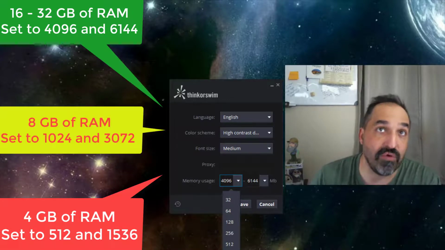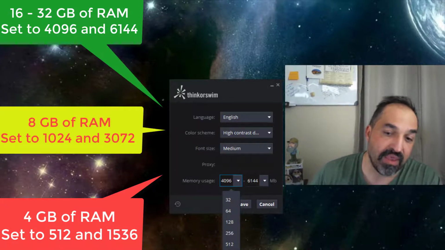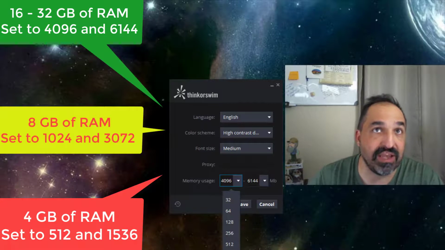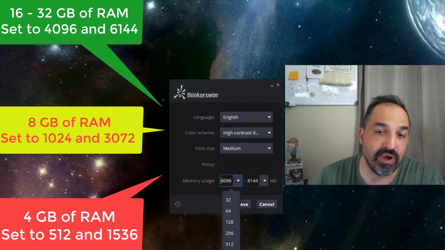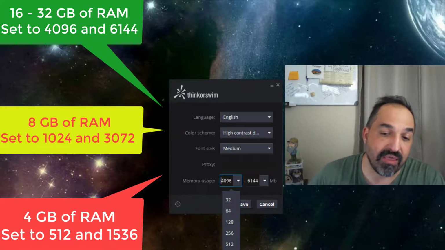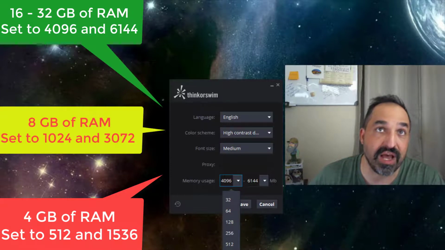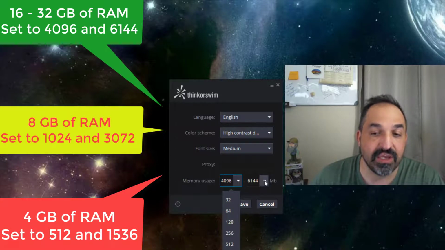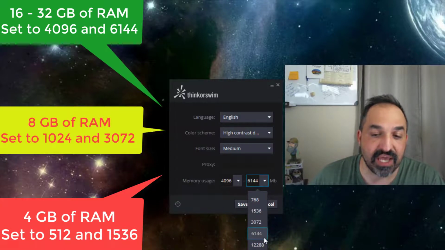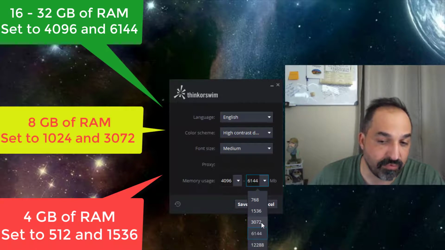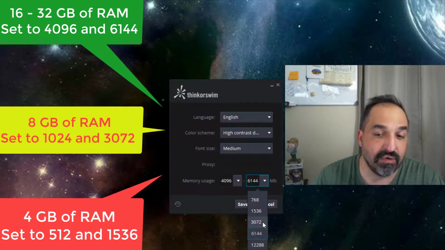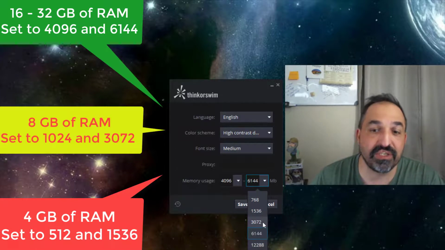Now, what if you only have 8 gigs of RAM? If you had 8 gigs of RAM, you need to leave 4 gigs allocated to Windows. So that leaves you 4 that could possibly run your ThinkOrSwim program. In that case, I would recommend setting your memory on the low side to 1 gig of RAM, which would be 1,024 megabytes, and on the high side, setting that to 3 gigs, which is under the 4, but it's still smoking hot.